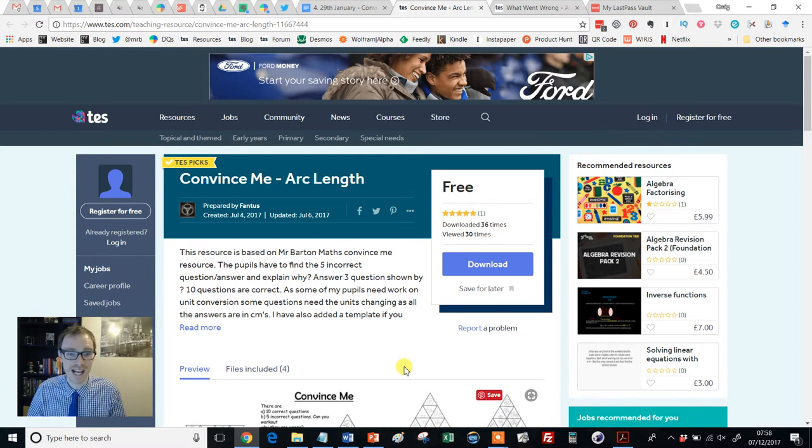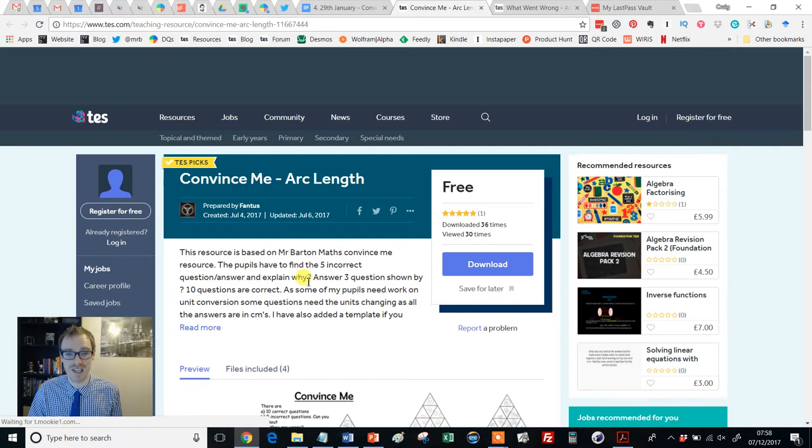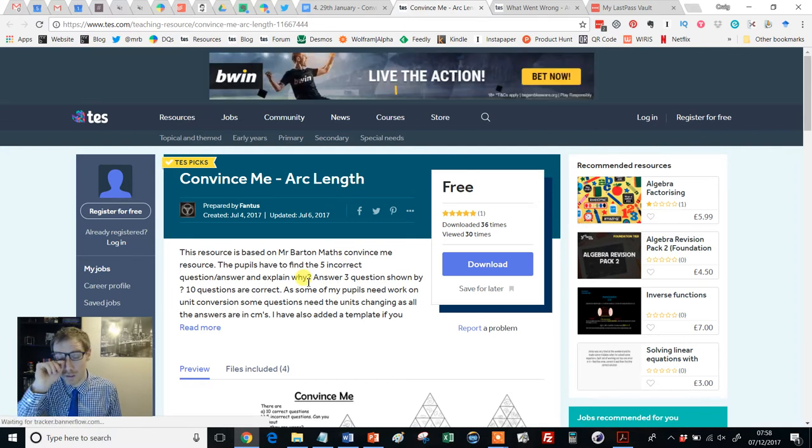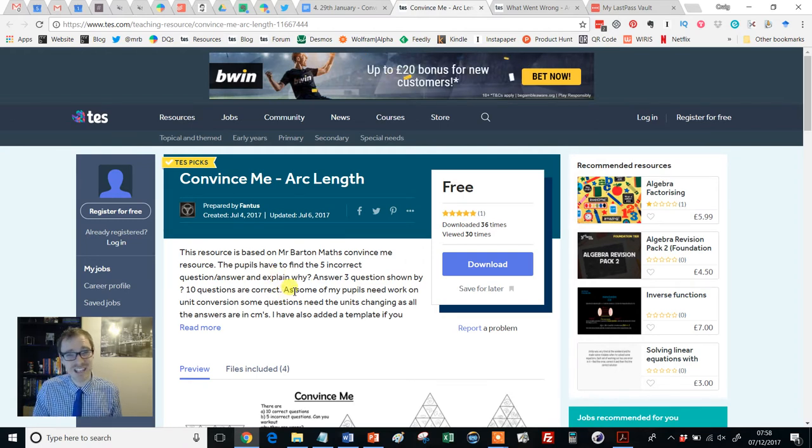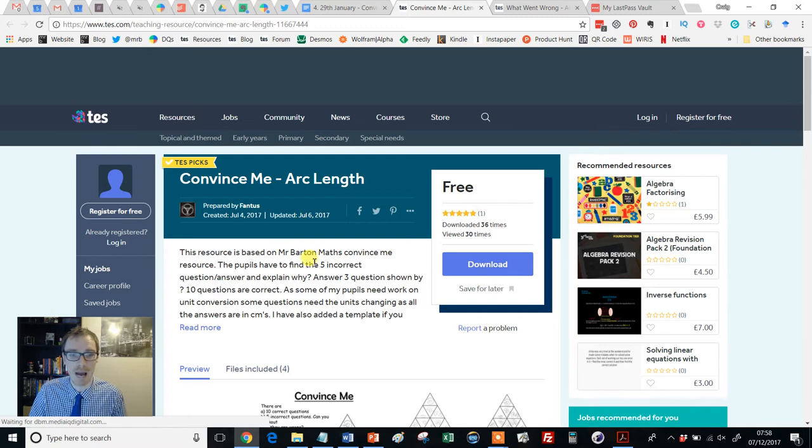But I was dead happy when I saw this, because another TES author has taken the idea and run with it and come up with a beautiful Tarsia Convince Me activity for a topic that we don't often see resources on TES: arc length and sector length. It's a bit of a niche topic, but it's a really important one. Kids need to do it for GCSE. If you're doing higher tier GCSE, it's a really important topic for kids to do. And sometimes for these niche topics, there's not that many amazing resources around. So I was dead happy when I saw this one.